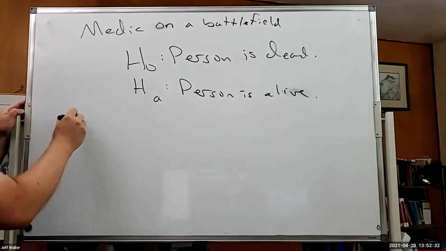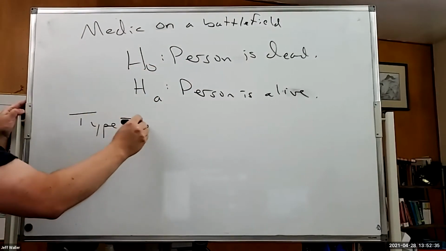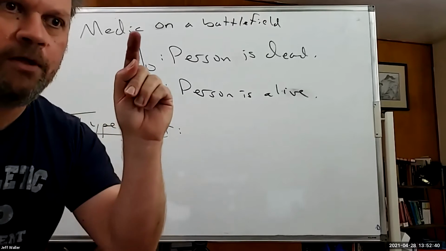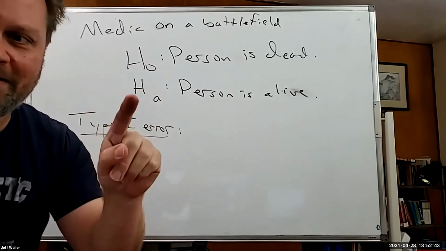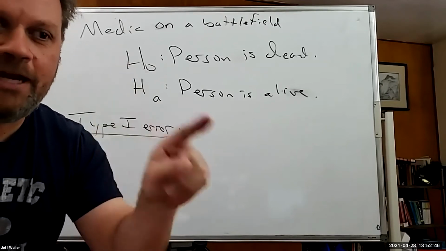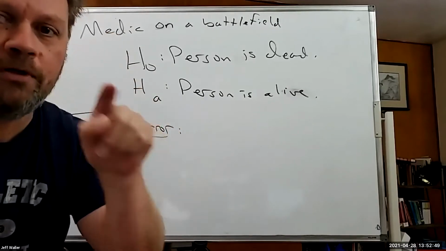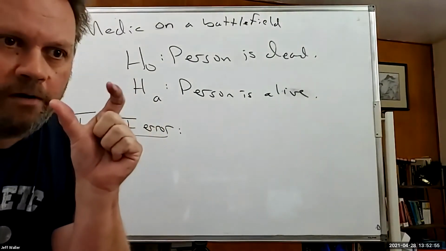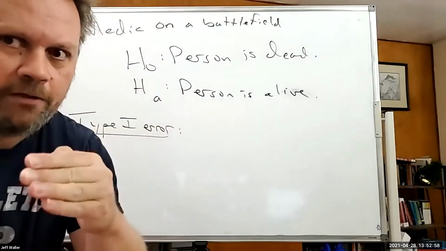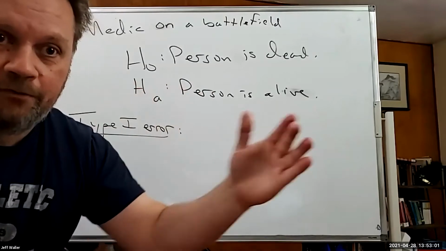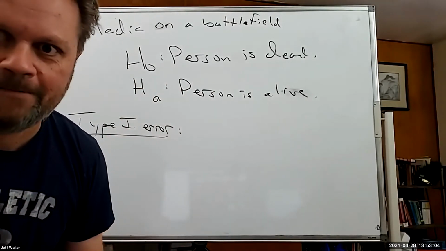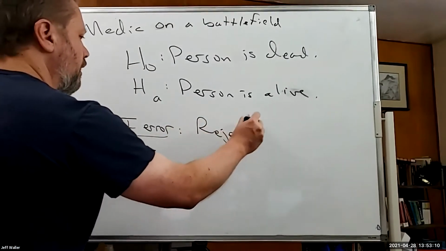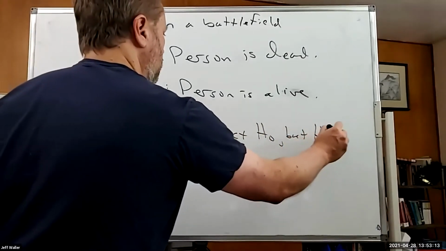So what would a type 1 error be? Remind me, what's the type 1 error? It's when you reject a true null. That's what makes it an error. So I always remember it this way. The smaller phrase is type 1: reject a true null. The longer phrase is type 2: fail to reject a false null. So type 1 error is I reject H naught, but H naught is true.